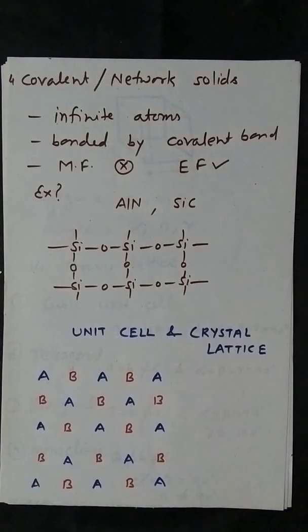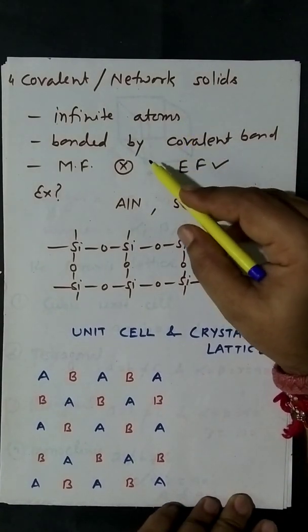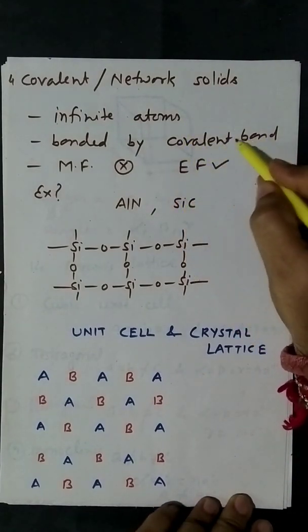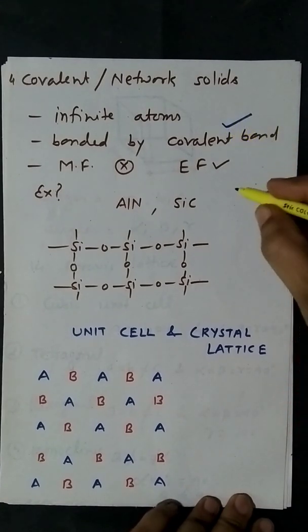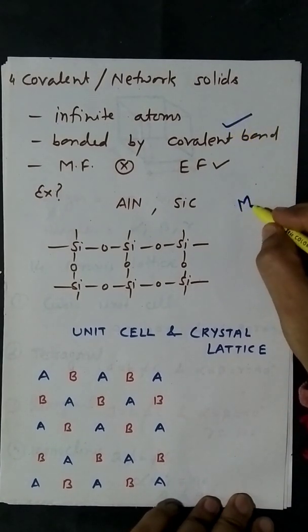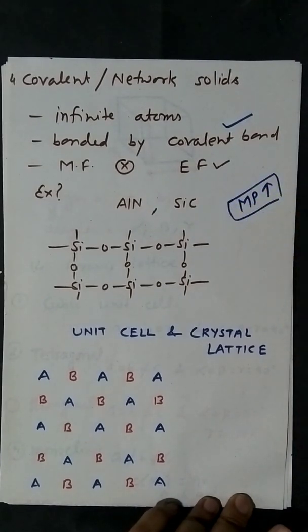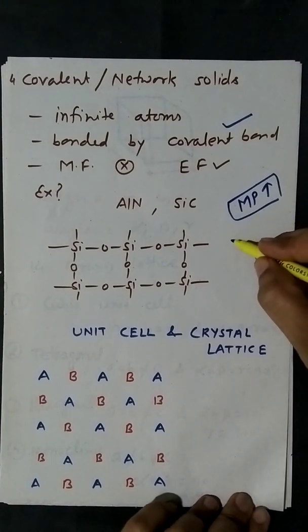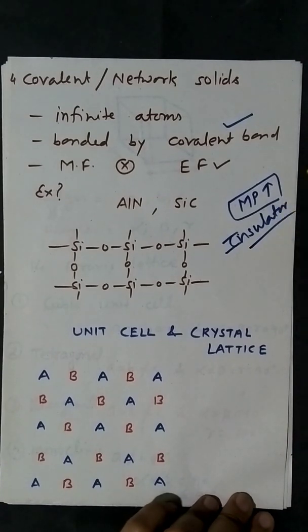Fourth is covalent or network solid. Now here they have infinite atoms. All infinite atoms are bonded with each other through covalent bond. Because of covalent bond, they have very high melting point, and covalent bond means they again neither have electrons nor ions for conductivity, so they are also insulators. High melting point and insulator.